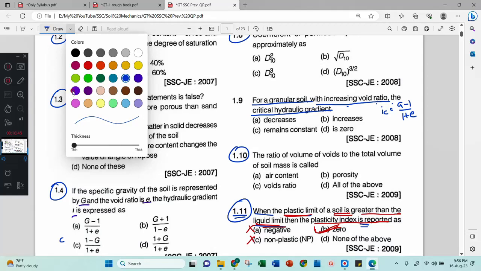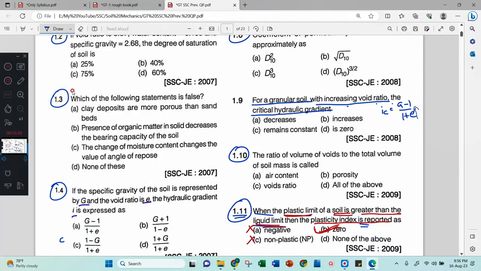Sir, it's constant, sir. No, here voids ratio is given, no? You increase the voids ratio, then IC will decrease. Sir, but there is a specified specimen length. I did not understand. Specified length of this sample. Sample length is constant, sir. No, that is not mentioned here. Okay, you can make it constant also.